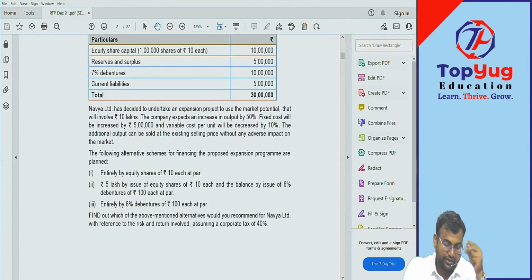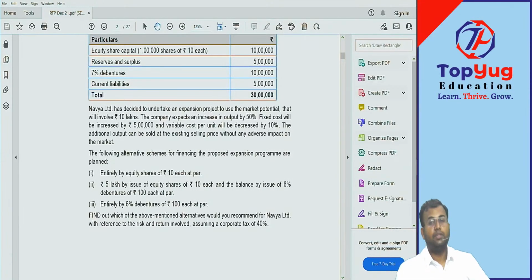First, total equity. Second, equity plus debt. Third, entire debt. So you know how the changes will come. Same question 2A which we did, similar to that. Find out the above mentioned alternatives. Which would you recommend to the Navya Limited, assuming the corporate tax rate of 40%? Simple, right? Can you do it?